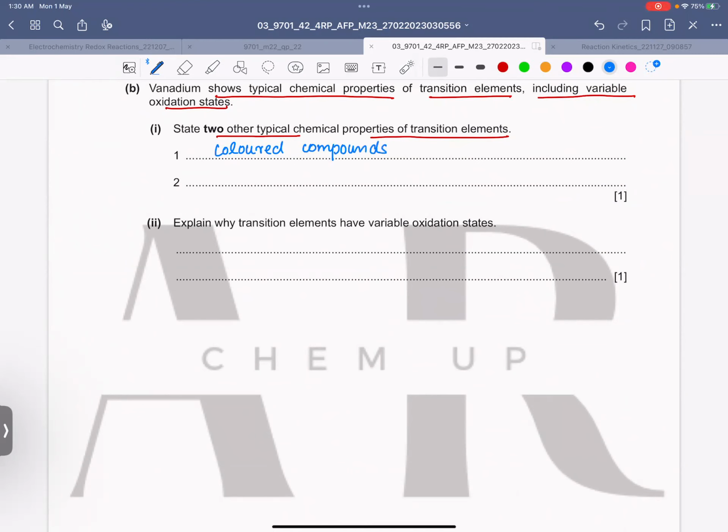Colored compounds. Besides this, they can act as a catalyst. Good. Besides this, they can form complex ions. That can also be a typical property for transition elements.